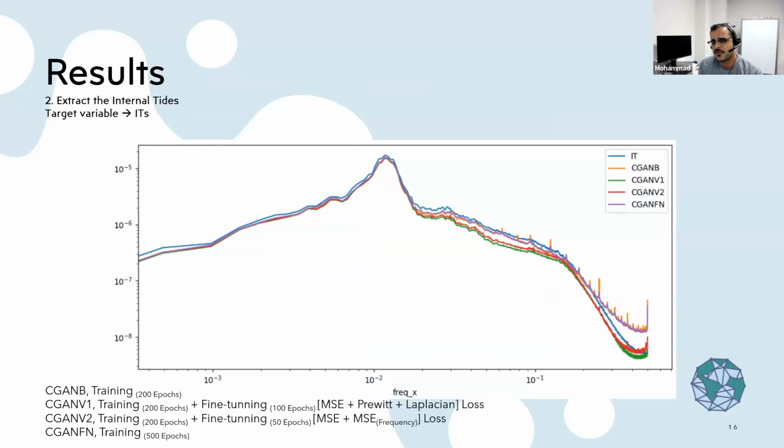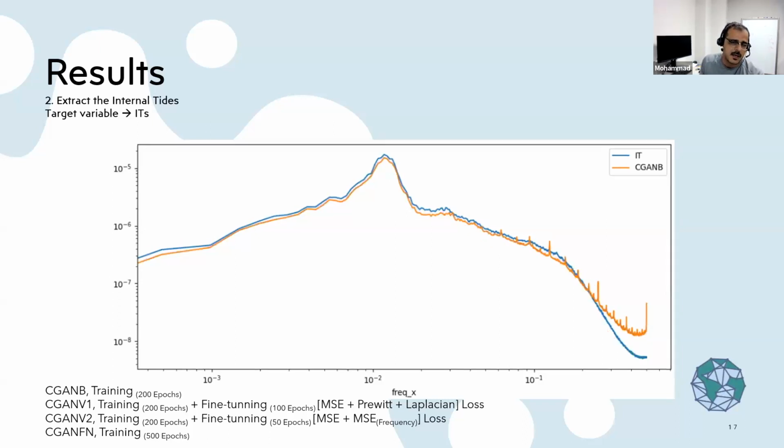Again, this plot shows the results of the second approach on the frequency domain for all 7 days existing in the validation set. Because it's so messy having all of these together, let's go through each model separately. This is for the base model. The model performed well for low frequencies, but it overestimates high frequency components. This could be because we didn't include the coastal area in our training. In these regions, ITs have a high frequency component, which is ignored during training.